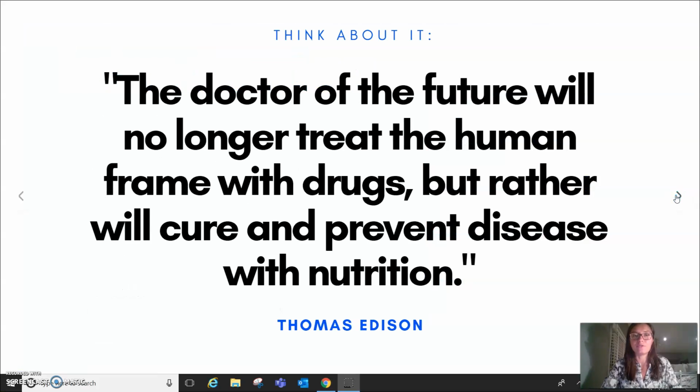The doctor of the future will no longer treat the human frame with drugs, but rather will cure and prevent disease with nutrition. This is one of my favorite nutrition-related quotes by Thomas Edison, and I think it's the perfect segue into why we as nutrition professionals conduct community needs assessments.